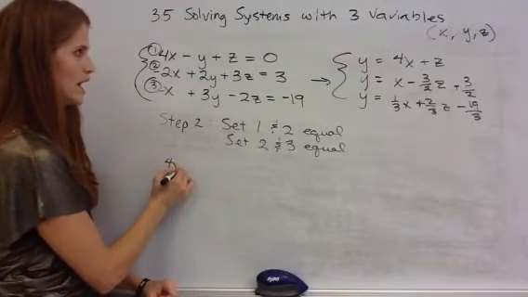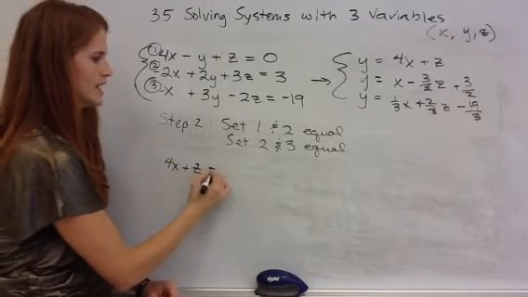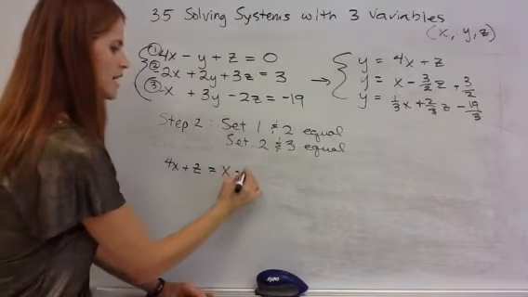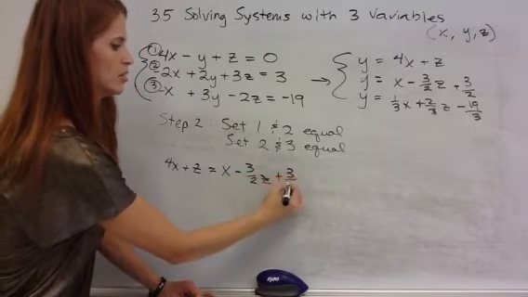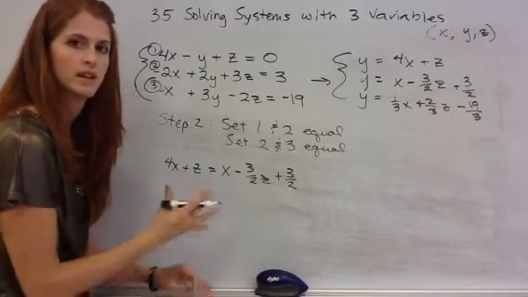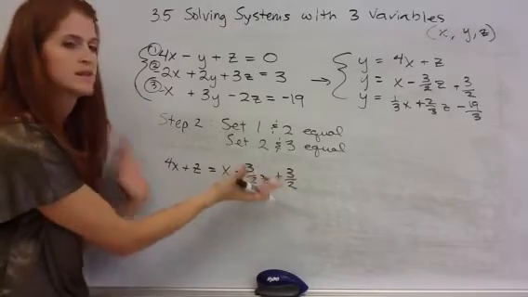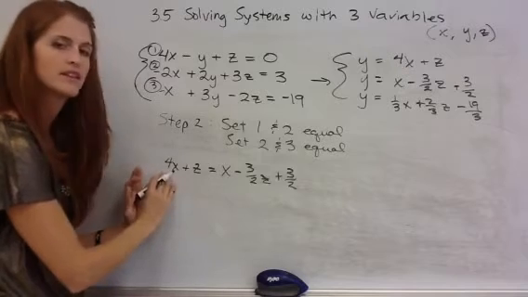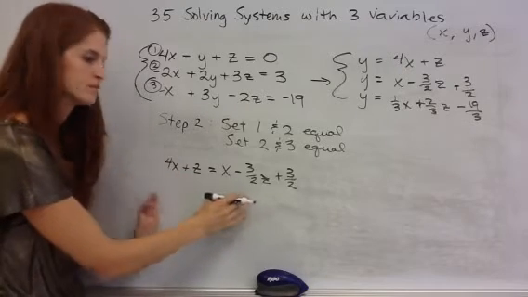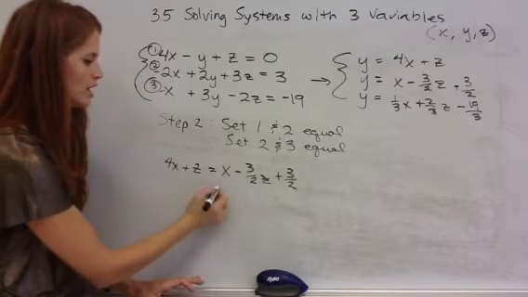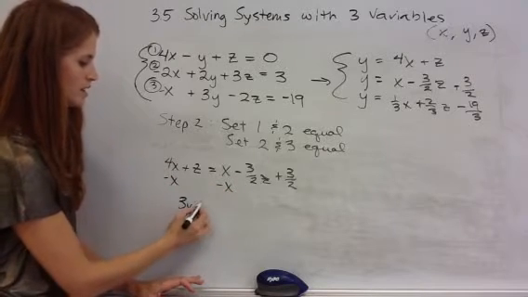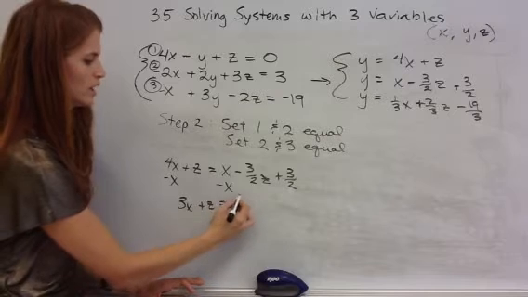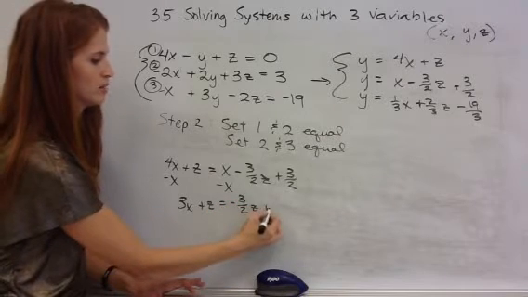So I'm going to take 4x plus z and set it equal to x minus 3/2 z plus 3/2. So what I want to do now that I have them set equal is get my x's together and get my z's together. So when I get x over here, I'm going to subtract x. This will give me a 3x plus z equaling a negative 3/2 z plus 3/2.